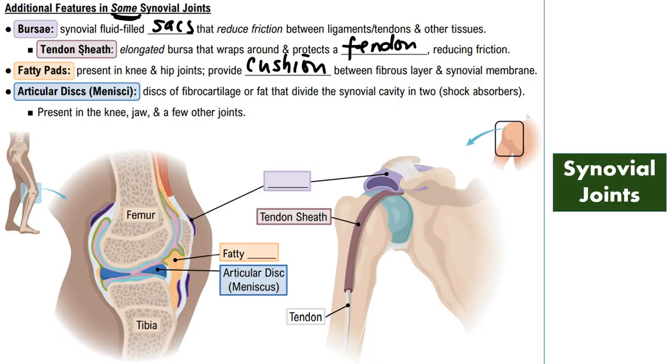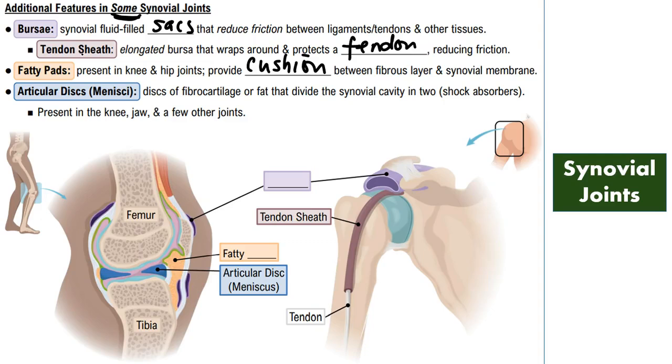Now, when you're talking about fatty pads, that cushion between the fibrous layer and synovial membrane is very important because for some areas, like again our knee and our hips, you're bearing a lot of weight on those joints. Because of that, you're going to need extra layers for stability. So it's not only the synovial fluid that's doing all the work.